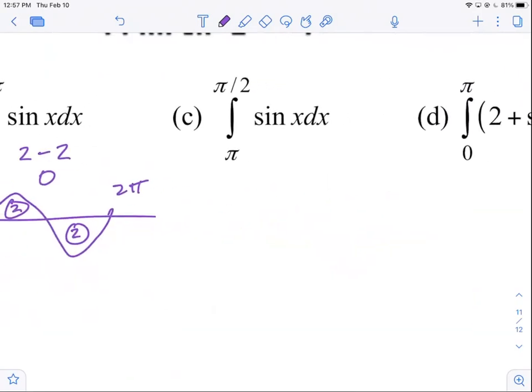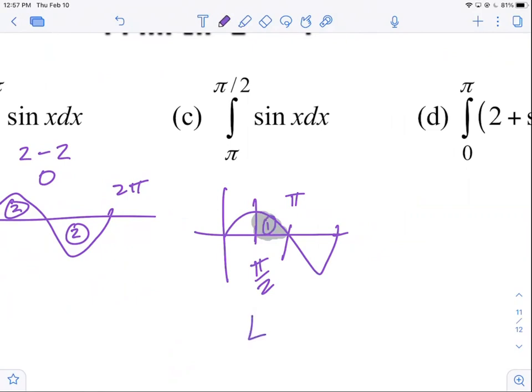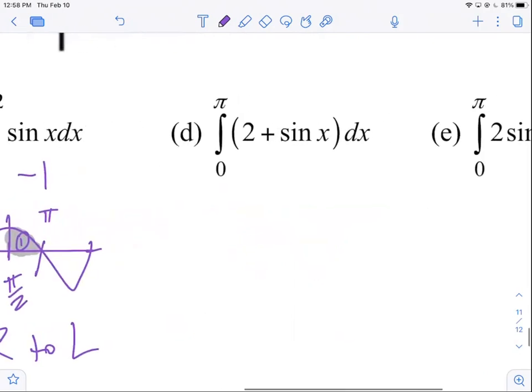All right, the integral from pi to pi halves. Well, let's see. Here's sine. Pi is here. Pi halves is here. Ah, sweet. Good. We know the area of that lobe is 1, but we're going left to right. So everything is backwards. So this is -1. I'm sorry, right to left. Yeah, right to left. My bad. Right to left. It's backwards. So the y values that are positive are now negative. Okay. All right. How about this one?